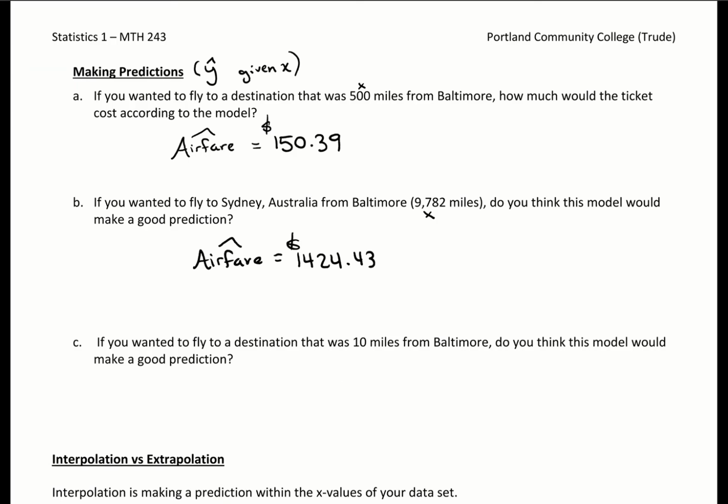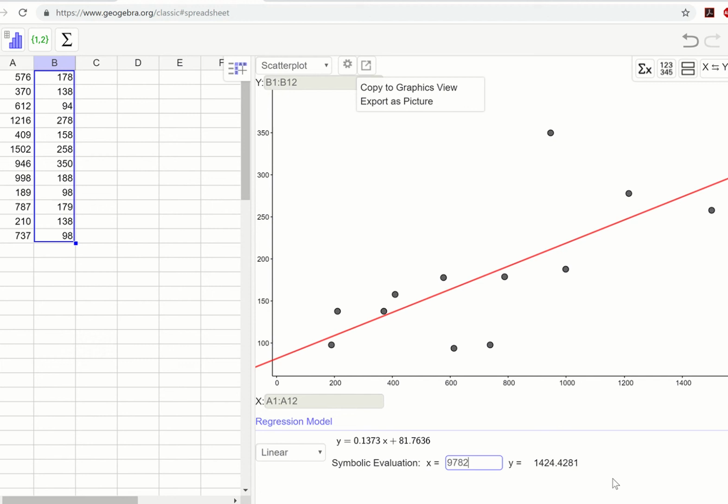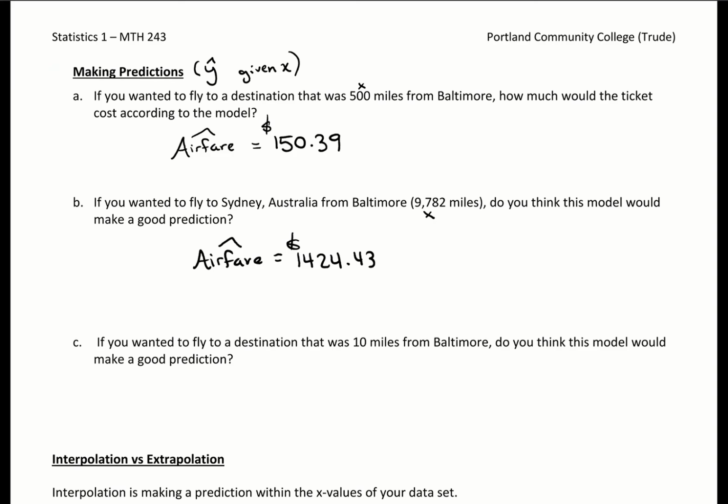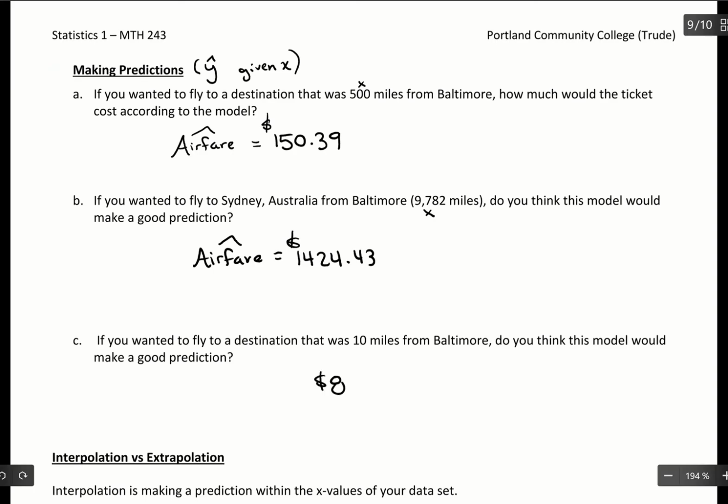Same thing with the next example, where it's a distance of 10 miles. If we plug in 10, it gives us a value of like $83.14. But we don't really have any information near that value, so we don't really know if we can trust that as a predicted value. So this is the difference between interpolation and extrapolation.